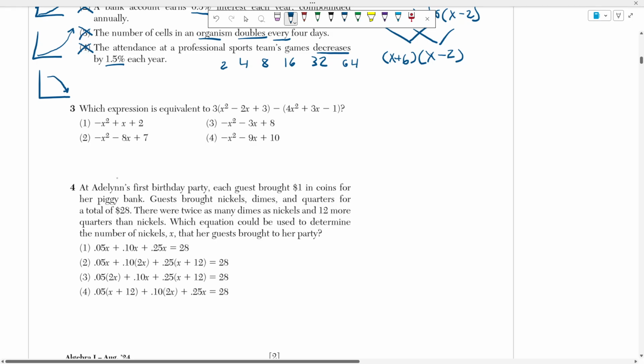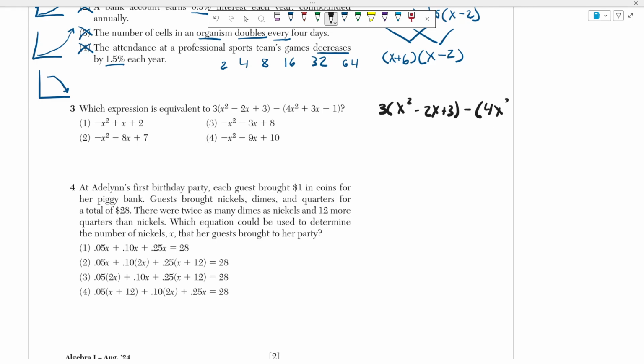Number 3 asks which expression is equivalent to 3 times x squared minus 2x plus 3 minus 4x squared plus 3x minus 1. All they want you to do here is simplify this and combine like terms. From the way it's written, we can't simplify it just yet because some of these terms are locked up behind parentheses. So I'm going to have to break them out of these parentheses. The way I do that is by multiplying whatever's on the outside by whatever's on the inside.